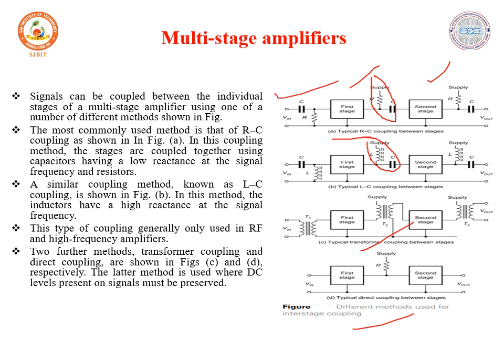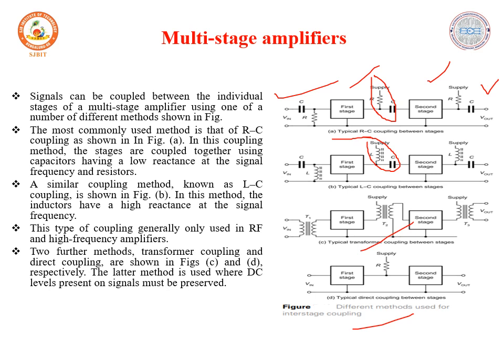In this coupling method, the stages are coupled together using a capacitor having a low reactance at the signal's frequency, and a resistance. So here the resistance and capacitance are the coupling elements. In the second one, we have a similar coupling method known as L and C coupling. In this method, the inductors have a high reactance at the signal frequency. RC components we are going to use between the two stages, and LC components between the two stages.